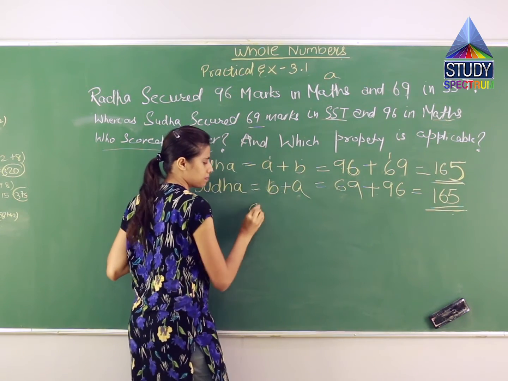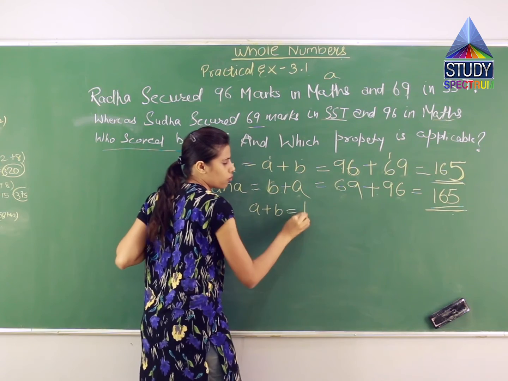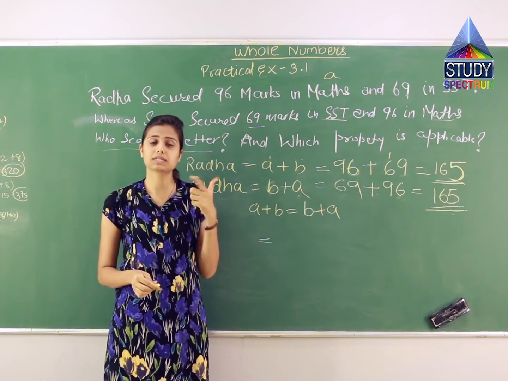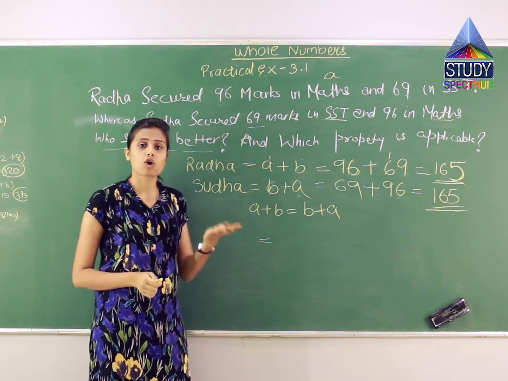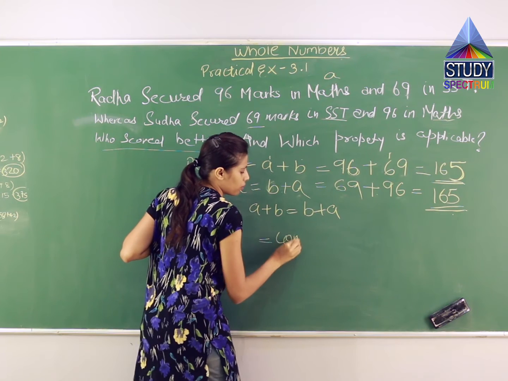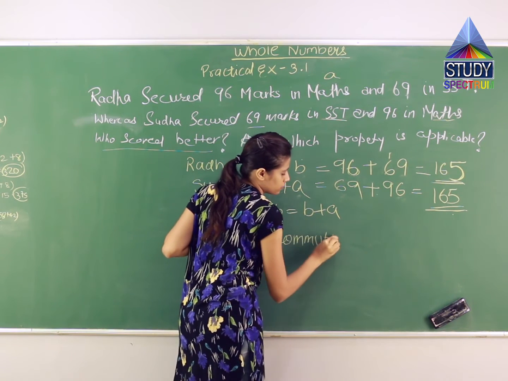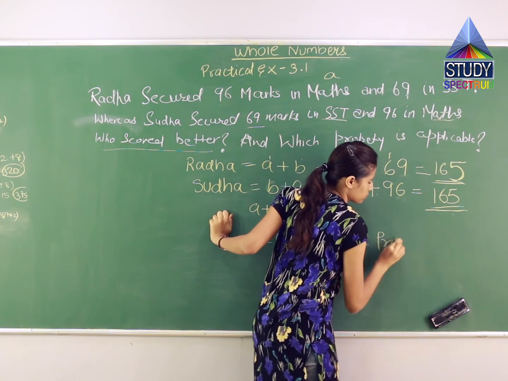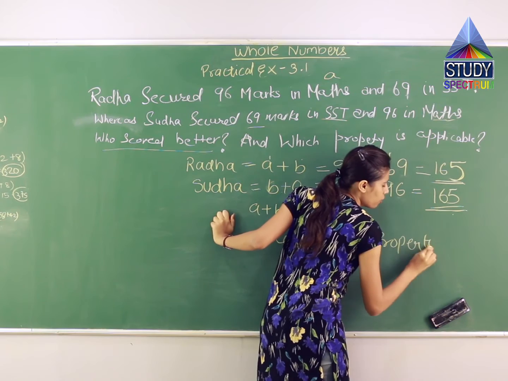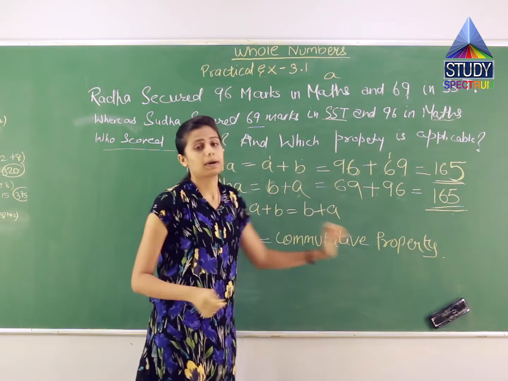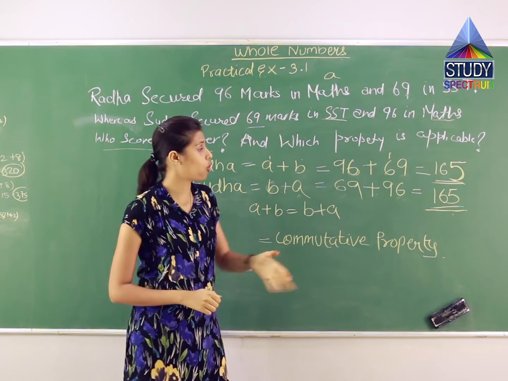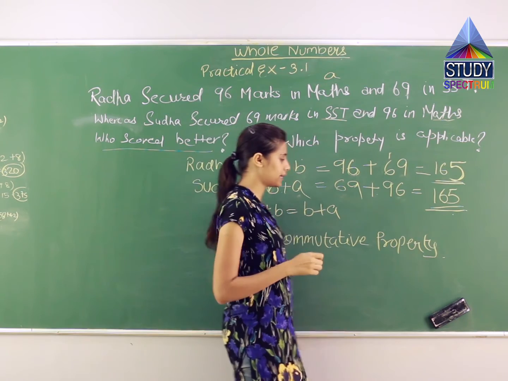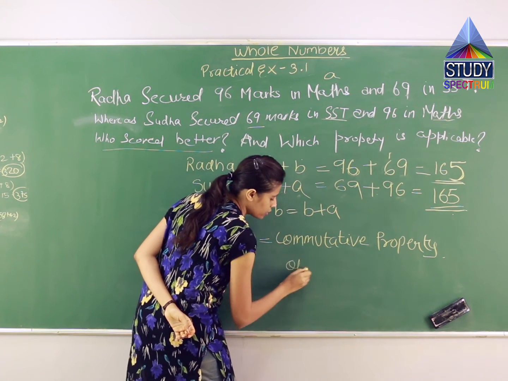That means A plus B is equal to what? B plus A. Now which property is this? A plus B is equal to B plus A. It is commutative property. So I'll write commutative property. Okay, commutative property तो समझ में आ गया. But property for what? Multiplication? No. यहाँ पे देखो which sign is there? Addition. So it is commutative property of what? Of addition.